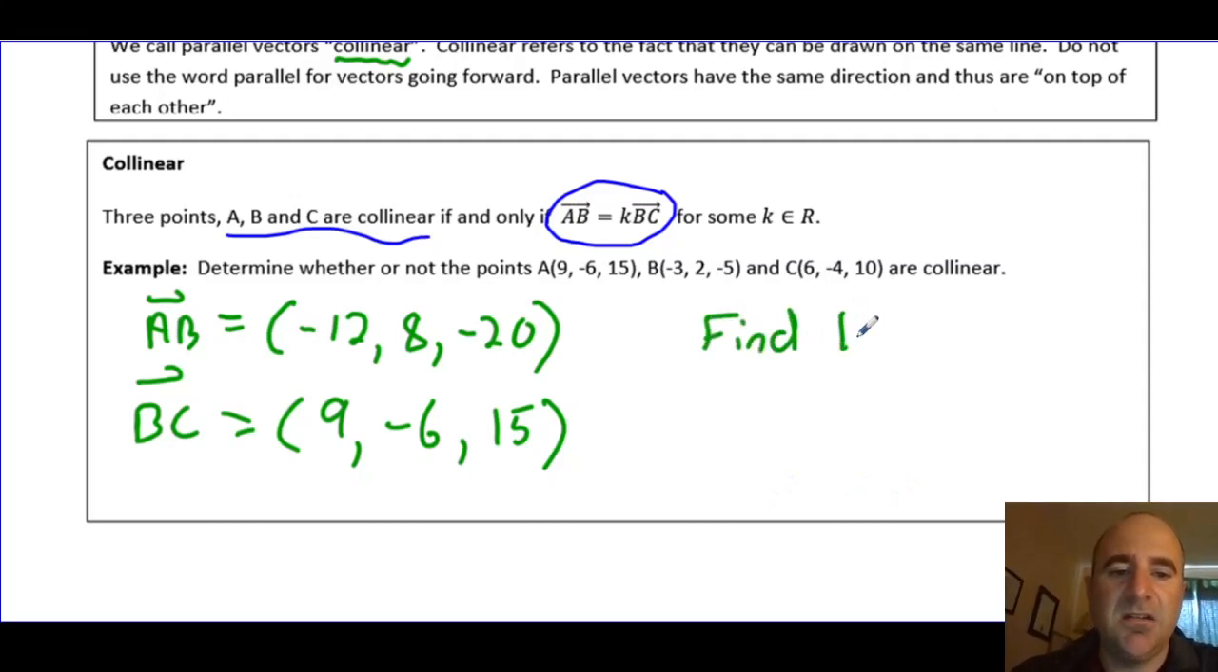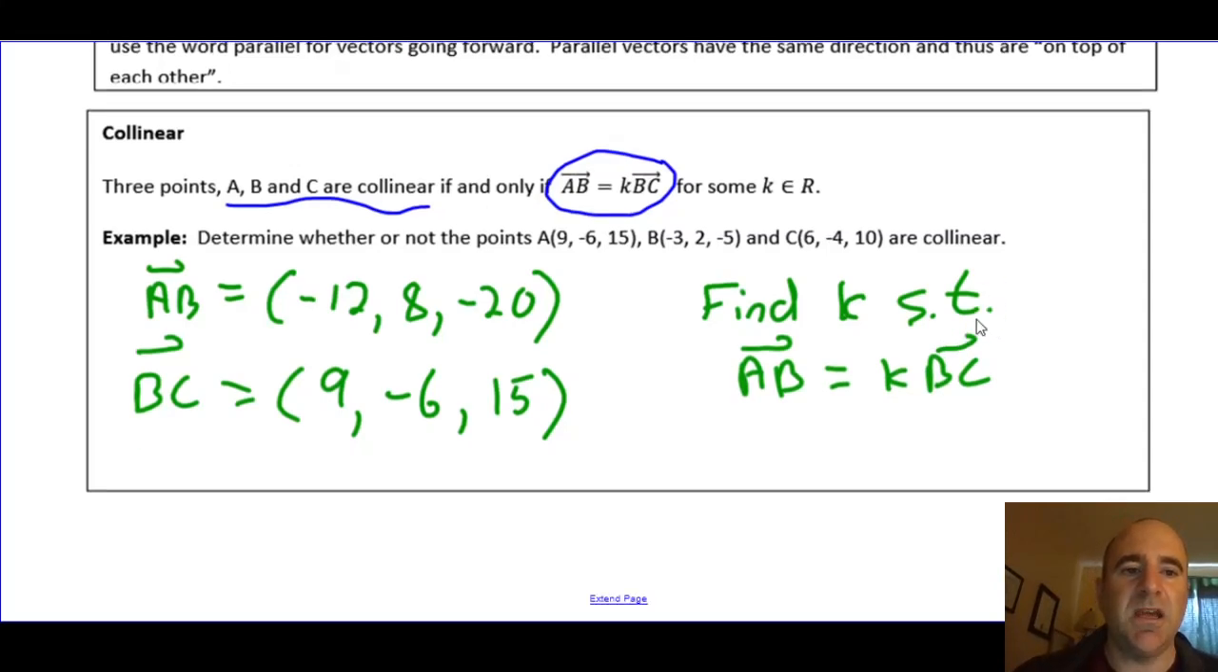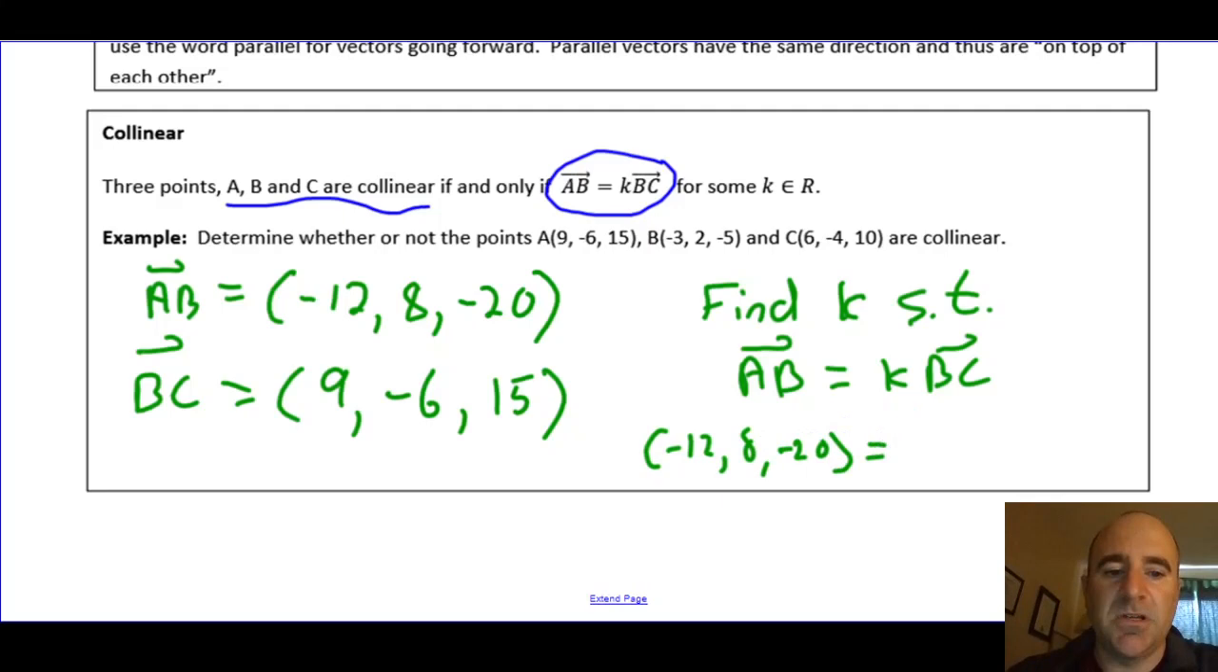So then next we say, can I find a K such that, mathematicians get tired of writing such that, they actually use s.t. a lot, such that AB is equal to K times BC. Or, using the numbers that we have, that means that does -12, 8, -20 equal K times 9, -6, 15.